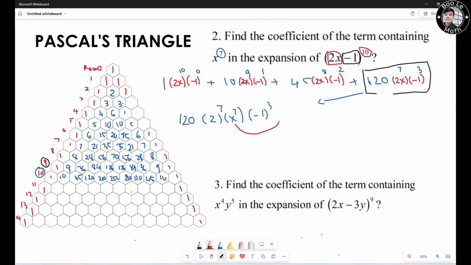Alright, so we move this one to the back. So it turns out to be 120 times 2 power of 7 times negative 1 power of 3, and we put s power 7 right here because we need to find the coefficient. So we need to group the coefficient, so it's going to be right here. So negative 1 power 3 should be negative 1. So it turns out to be negative 120 times 128, right? So these must be 15,360. And don't forget the negative sign right here. So that's the answer.